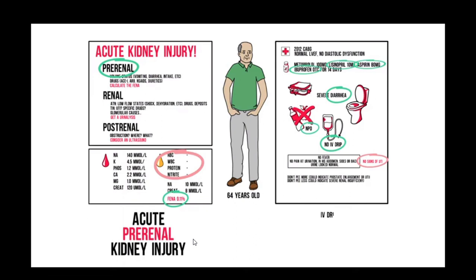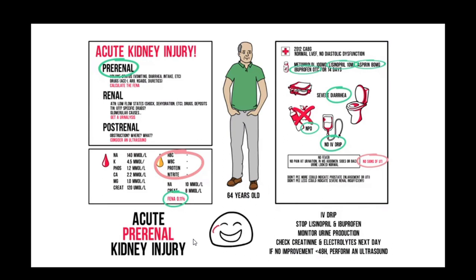You advise an IV drip, cessation of the lisinopril, monitoring urine production with a catheter, and checking serum creatinine and electrolytes the next day. If renal function doesn't improve within 48 hours, you repeat your labs and advise an ultrasound. And that's how I go about acute kidney injury.